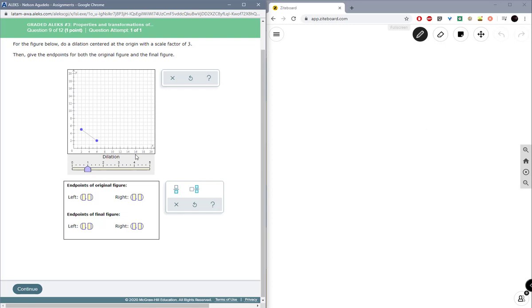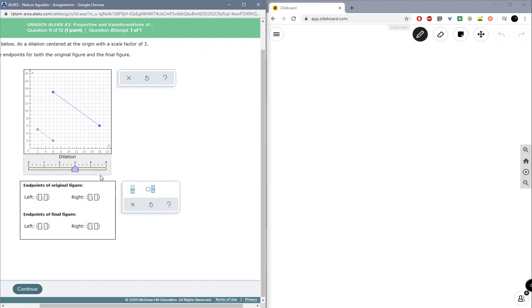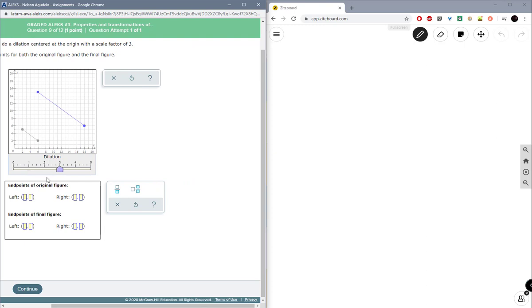Columns, the point 9. Here you can see that for the figure below, do a dilation centered at the origin with a scale factor of 3. So this slider represents the scale factor. If here it says 3, you have to move it to 3, and this is the dilation or the homothecy, which is the same thing, for this figure. The original is the gray one, and the new one is the blue.